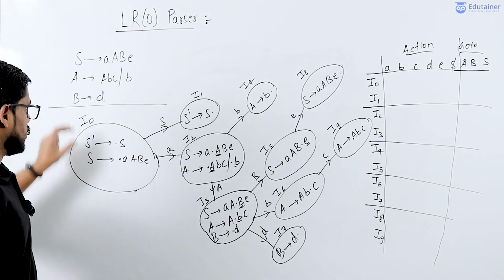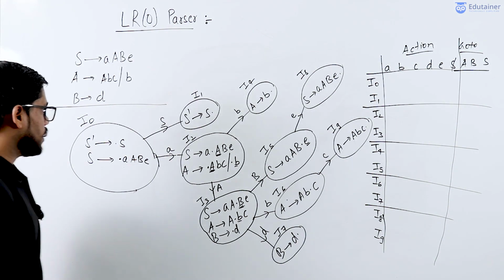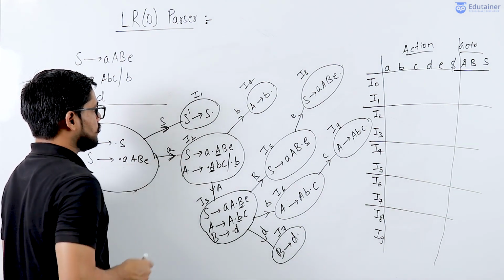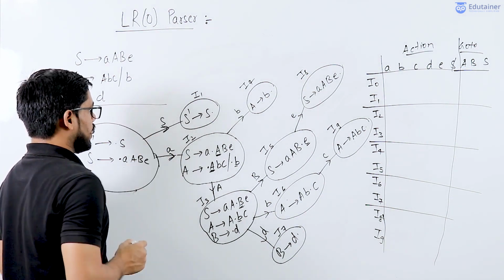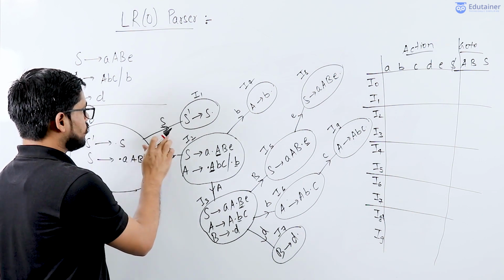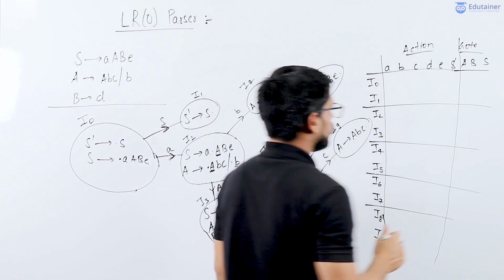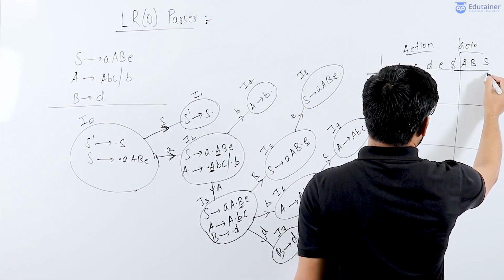So first state I0. I0 has two moves. First is the goto move and second is the shift move. Goto move is on S. So I0 on S goes to I1. So on the S column I will put 1 here.